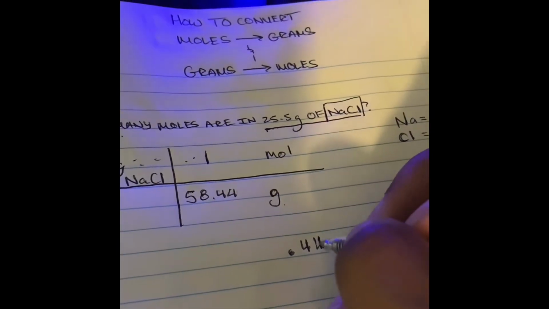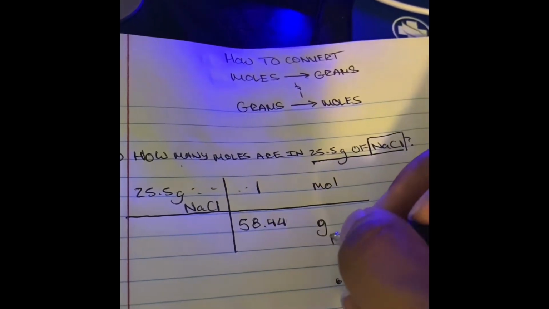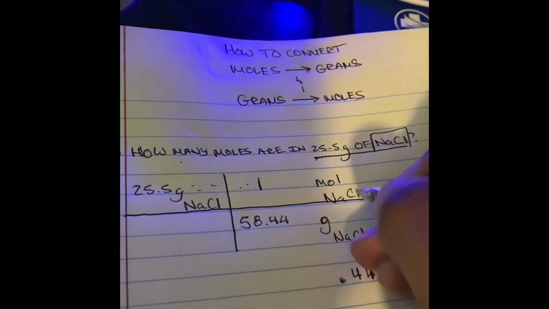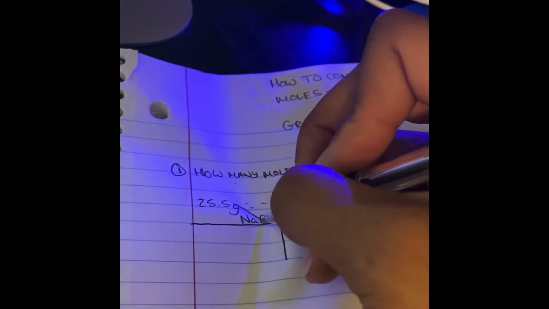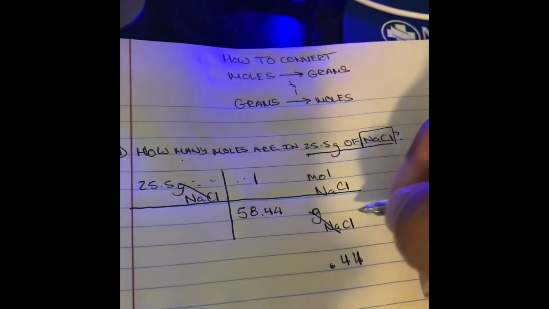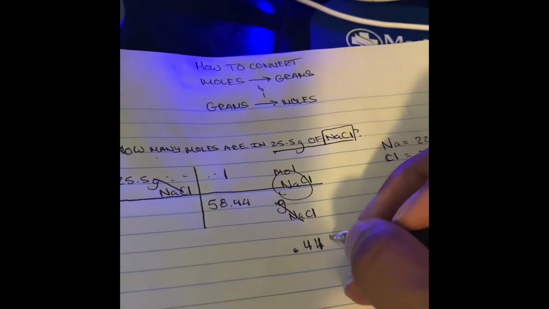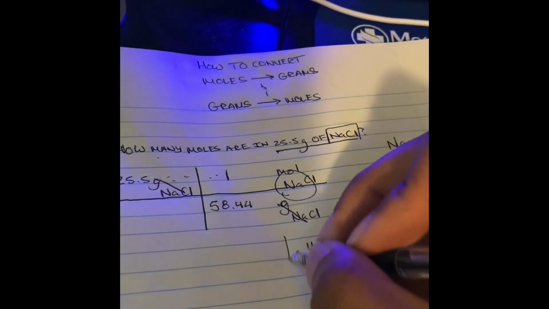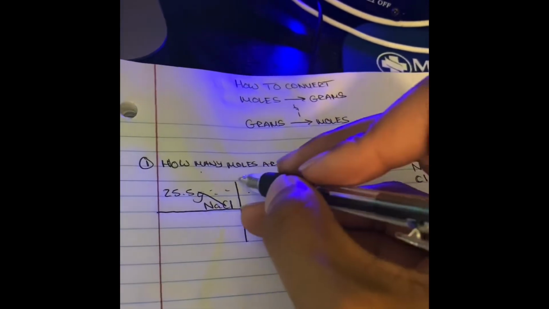But we don't know what the units are, do we? Well, it's very easy. First off, I forgot to put NaCl. I'm so sorry. Please get in the habit of putting the molecule, as you will need that later. The units are done like this so we can cancel them out. We're only left with that one. So 0.44 moles of NaCl, which is what we were looking for. We wanted moles, right? How many moles?